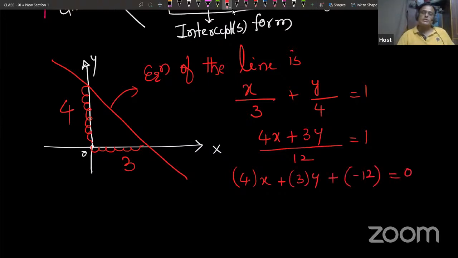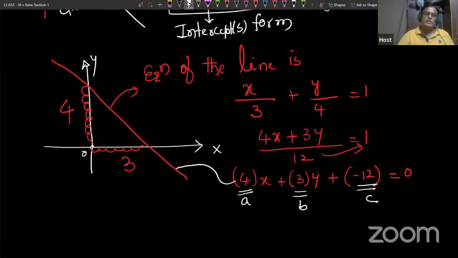Because after cross multiplication it will become 12. Take it to the right hand side, it will become minus 12. I told you, once again it is in the form of ax plus by plus c. So this equation is the equation of this line. So this is called intercept form.